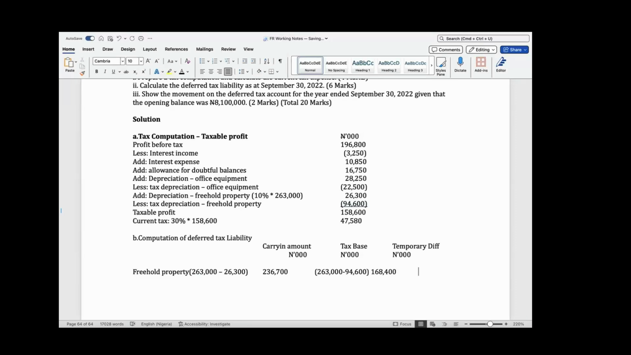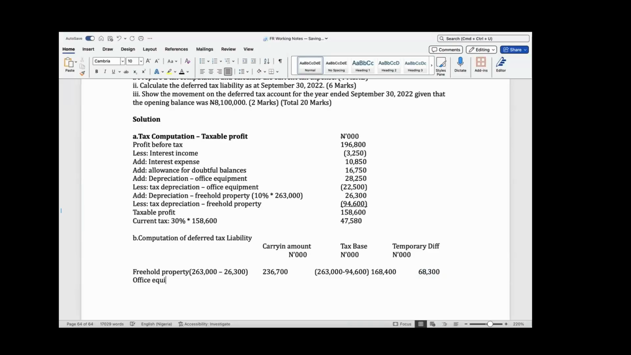68,300. Is this a taxable temporary difference or deductible? Taxable. So anyone that is taxable, I will leave it. Anyone that is deductible, I'll deduct. I'll just put the deduction there.